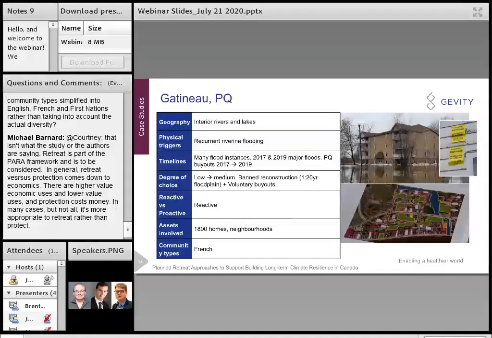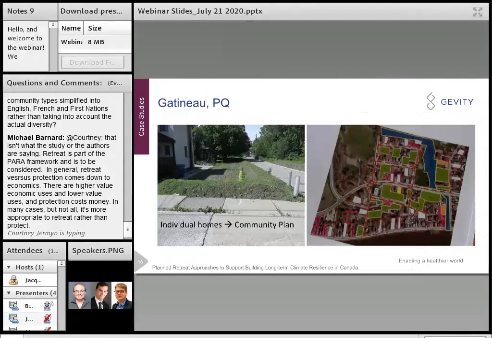These were cases of very reactive planned retreat. It's reactive to flooding, even though flooding has affected these communities for hundreds of years. And in the latest 2 rounds of floods, at least 1,800 homes were affected and entire neighborhoods affected by flooding, predominantly a French-speaking community.